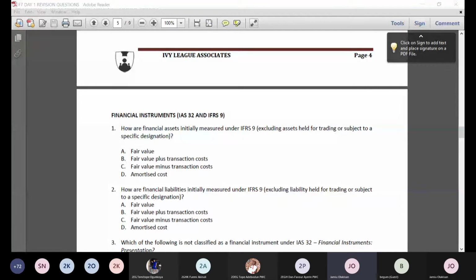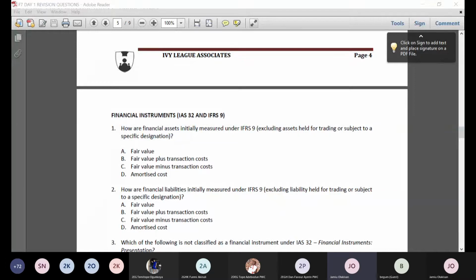But if you are holding it to collect the contractual cash flow and to sell as well, then that one you measure it at fair value through OCI. But if you are holding it strictly to sell, which is the third business model, you measure it at fair value through P/L. At your level, the examiner is likely to focus more on debt instrument measured at amortized cost.